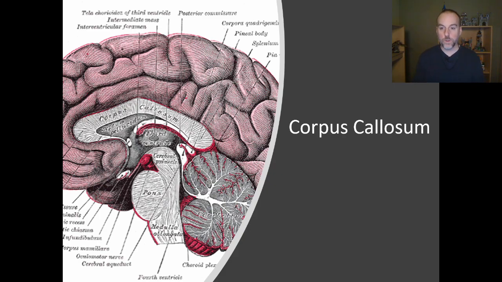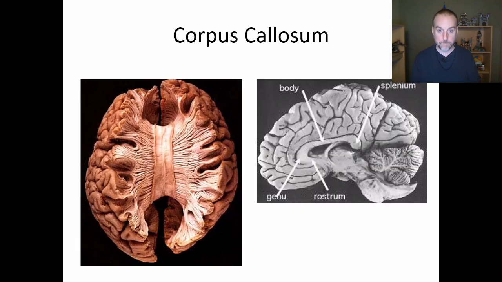The second source of coupling is the corpus callosum, the large band of fibers that connects the two hemispheres. The two hemispheres, the left and the right, are connected via a few different structures, but the corpus callosum is by far the largest. Here's a couple images of the corpus callosum. If we spread the hemispheres apart, you can see the large connective tract between them.